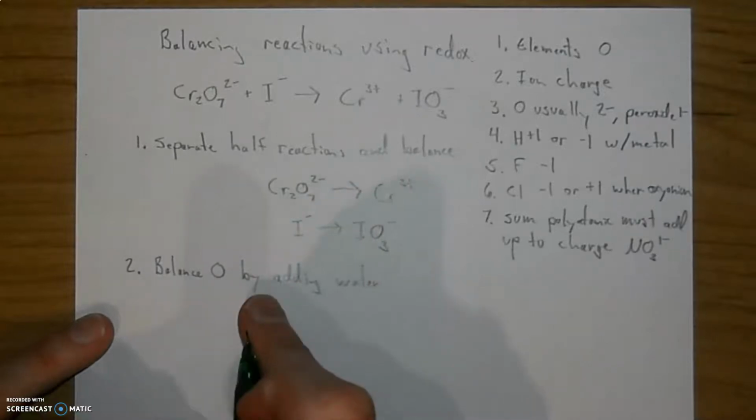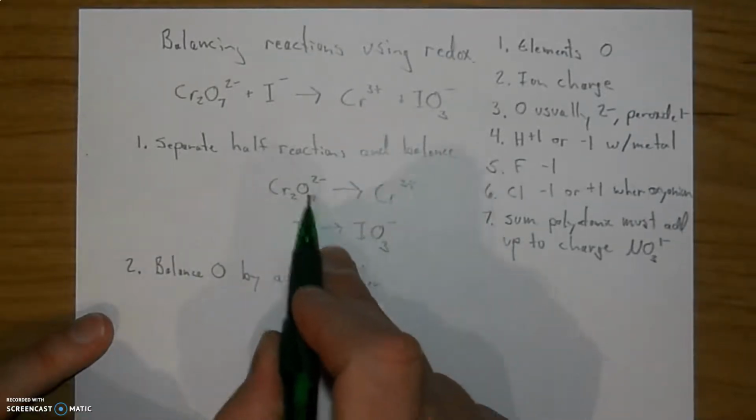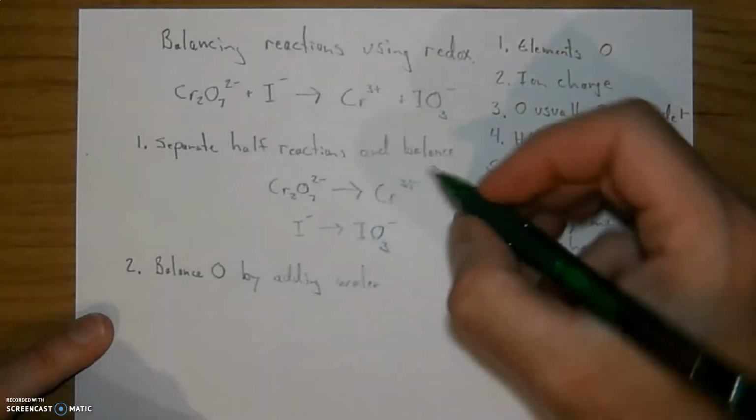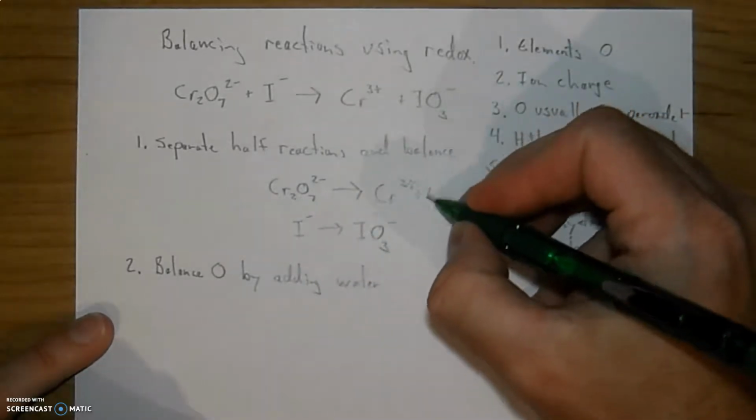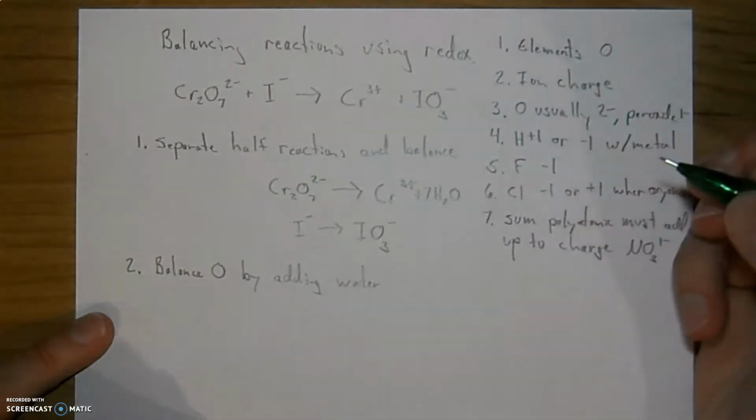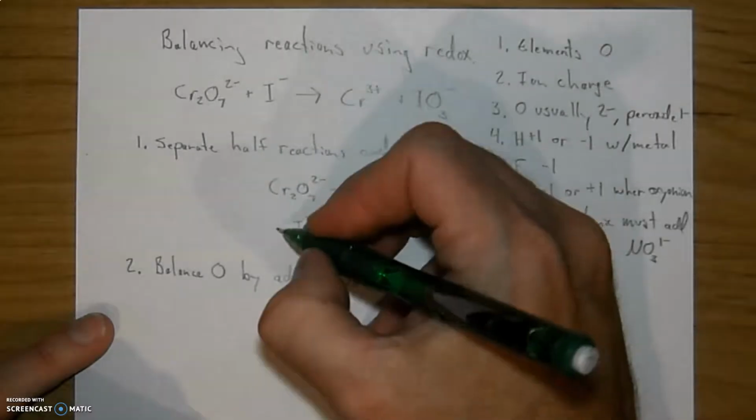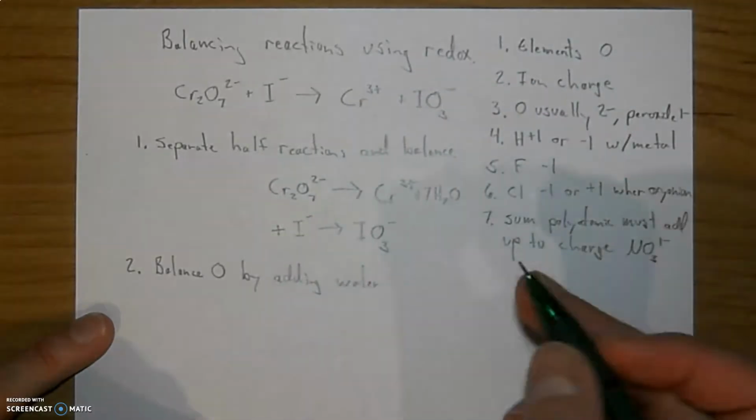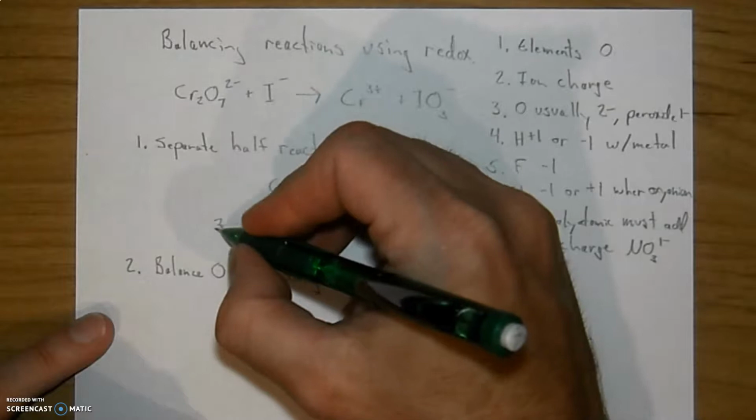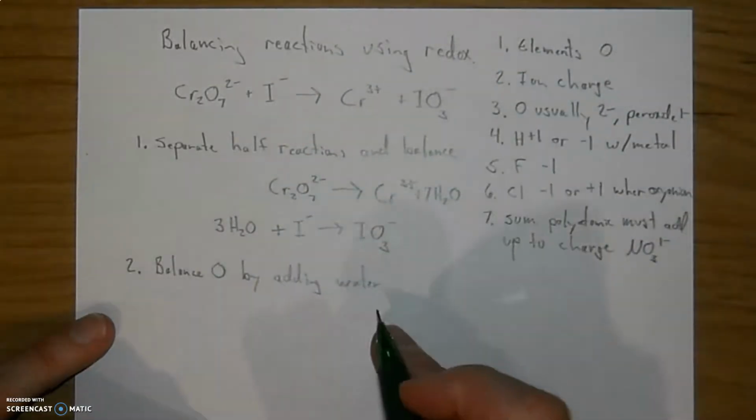Okay, so we're going to balance oxygen by adding water where it's necessary. Here, I have 7 oxygens, so I need 7 oxygens over here. So I will be adding 7 waters on the right-hand side. I'm going to do the same thing down here just to get this one going. I have 3 oxygens, so I'm going to write 3 waters for that one. So step 2 is done.